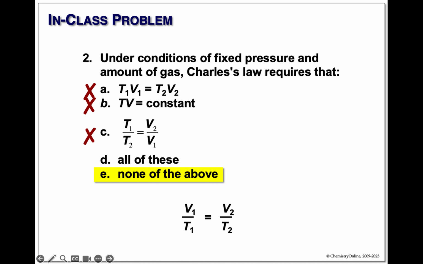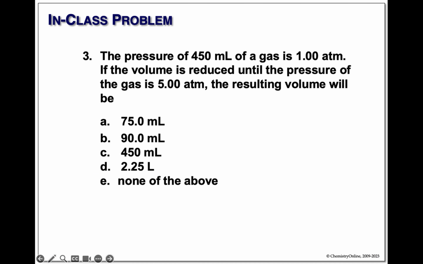All right, a real calculation. We have 450 milliliters of the gas, 1 atmosphere. We reduce the volume until the pressure is 5 atmospheres. Our final volume is what? Well, this is going to be a standard Boyle's law problem. P1, V1, P2, V2. We're looking for the final volume, that's V2.